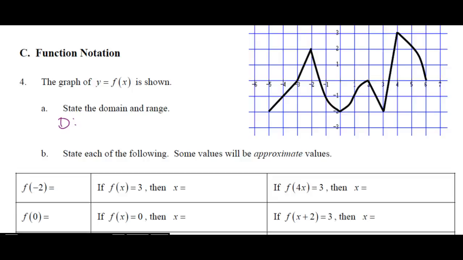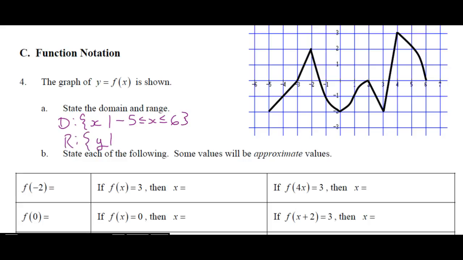So let's go formal on this. It's the set of all x such that, okay, now what do we say? -5 is less than or equal to x is less than or equal to 6. You always go with the low value is less than or equal to the variable, which is less than or equal to the high value. We won't put on that x belongs to the reals, we'll just understand that x belongs to the reals. And what about the range?